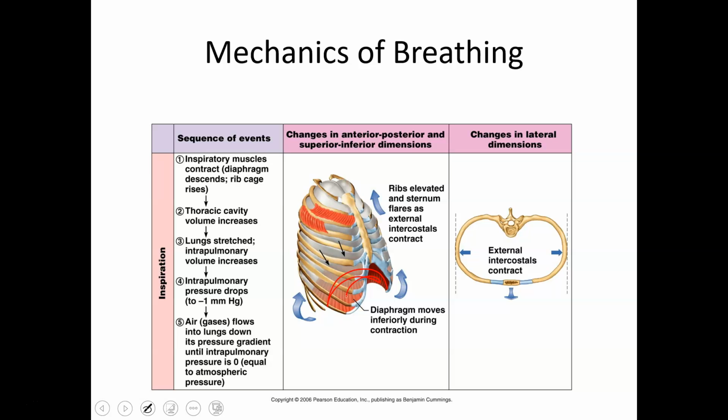When you contract that, what it does is it increases the volume in your thoracic cavity. Anytime you increase the volume, you decrease the pressure. So you've created a negative pressure area, and that's going to allow air to get sucked into that. That's called negative pressure breathing, and that's how all mammals breathe, as far as I know.